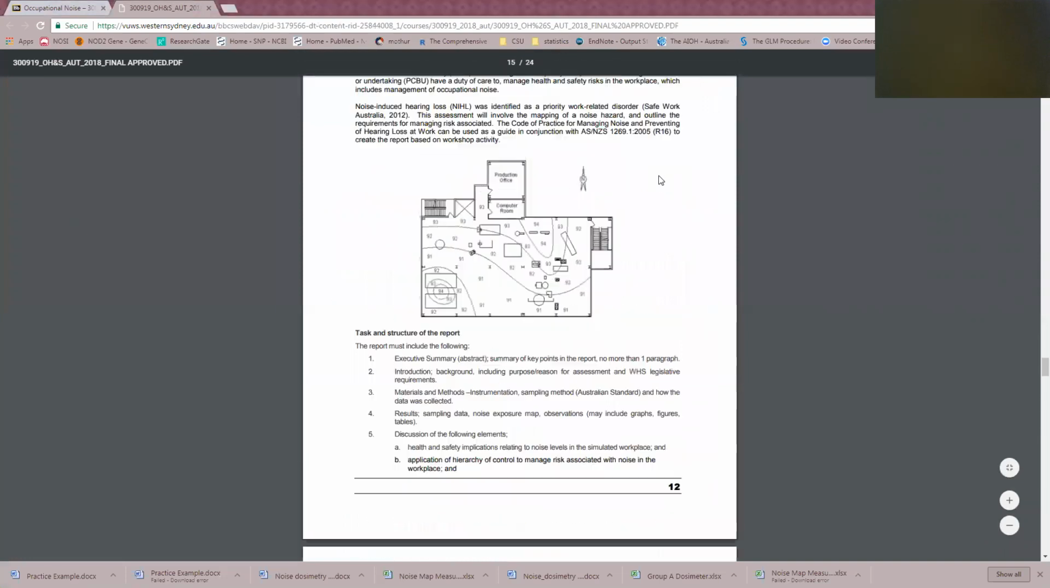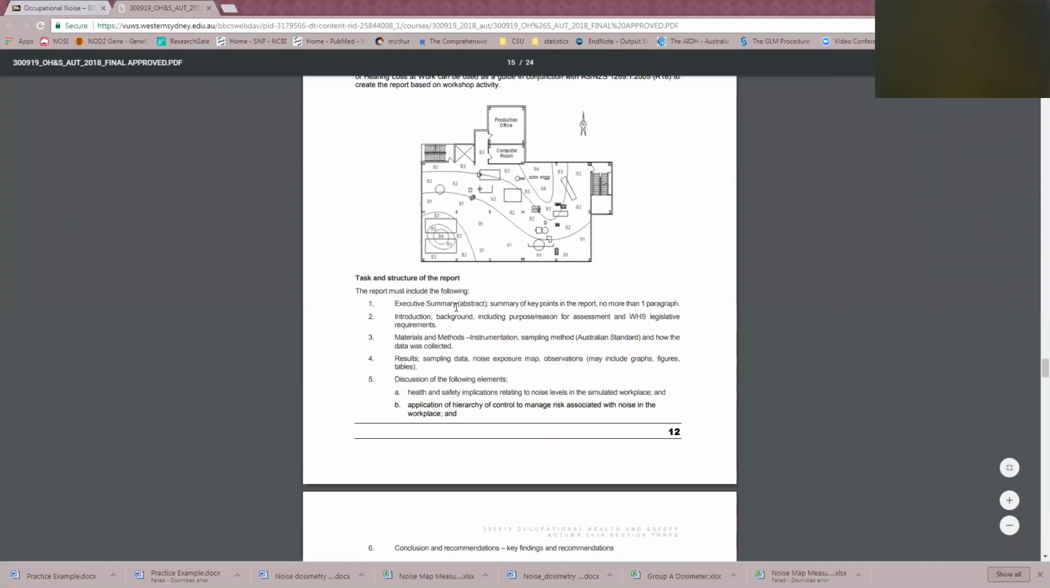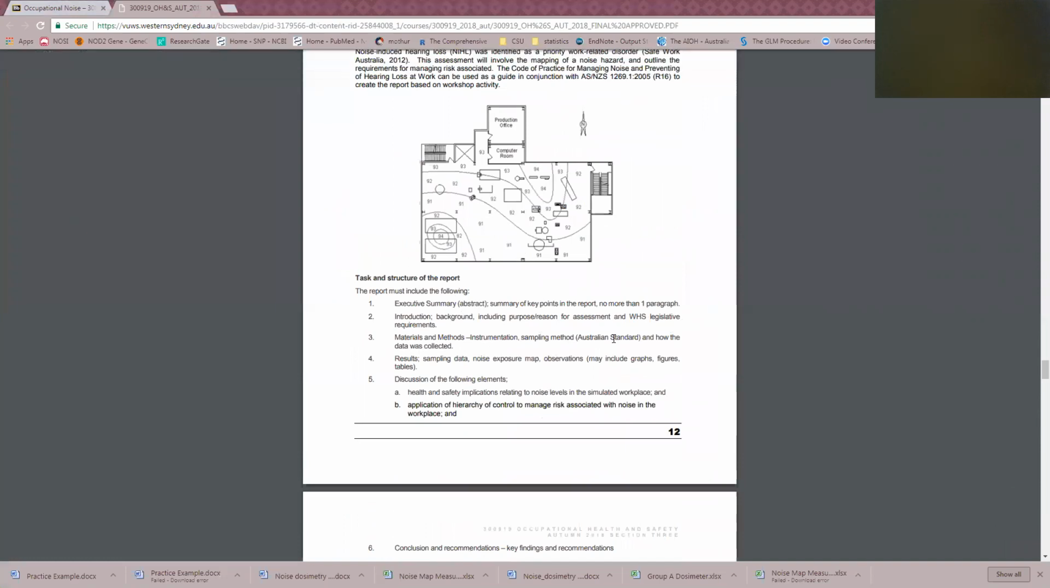So you'll have the assignment. This will include the executive summary, which is just a very brief overview. You'll have the introduction: why the need for this, what's being done, what the legislative requirements are. Then the materials and methods, how you did it. Refer back to your handout in the lecture, in the practical activity, Australian Standard 1269, and also there's some more information on that in the Code of Practice. Your results will be your noise map and the readings that you took from the instruments. You may want to put them into one, you may want to present them as tables or separate.